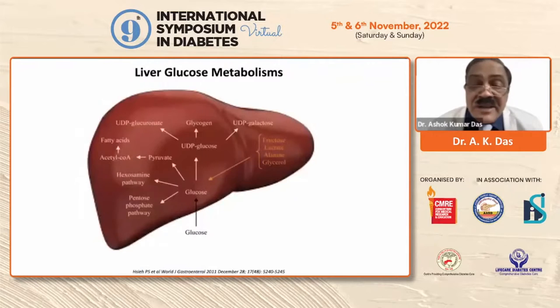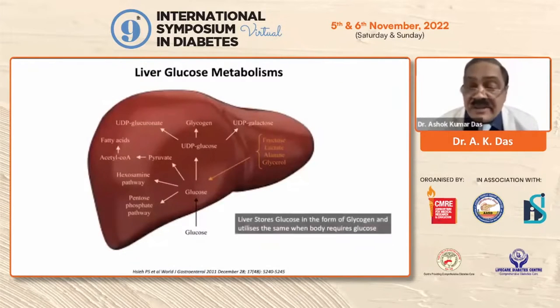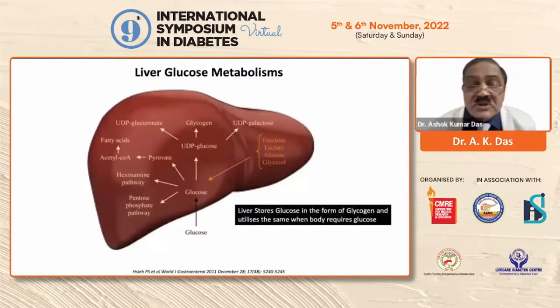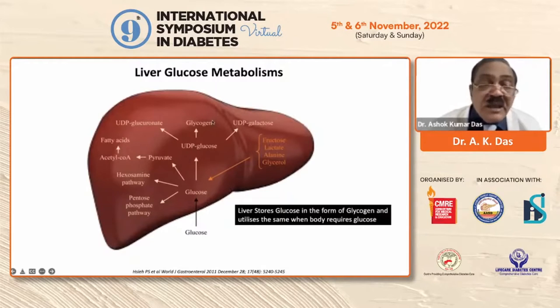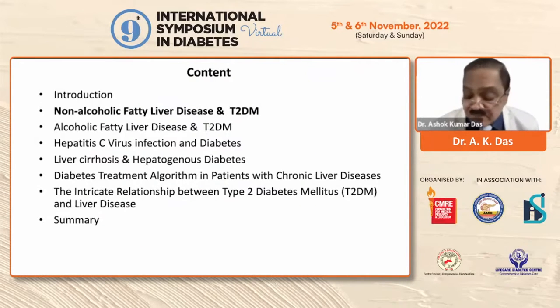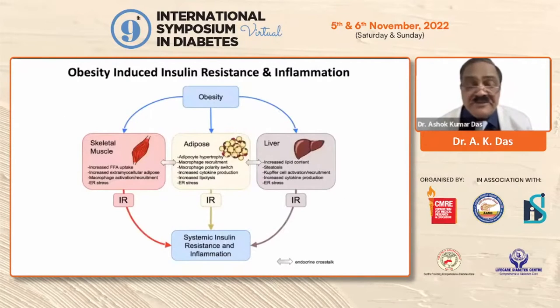Now, it is very important to know that liver glucose metabolism is centered around three things. Number one, the liver stores glucose in the form of glycogen and utilizes it in the same way when the body requires glucose. This cartoon shows the various pathways, from the hexosamine pathway to the pentose pathway, showing how the liver utilizes glucose. We'll pass on to the most important topic, how NAFLD produces type 2 diabetes mellitus.